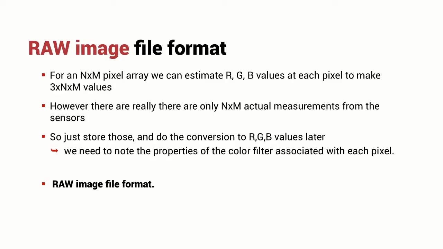So an alternative approach is just to store the values directly measured by the photosensors, the n by m values, and then also take note of the properties of the color filters that are associated with the different pixels. And this is an alternative way of representing the image, and this is referred to as a raw image file format. It's different to a normal red, green, blue image. We need to do some post-processing, and we need to apply the characteristics of the filters in the camera to the data that's stored within the file.